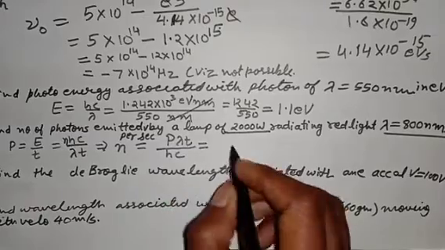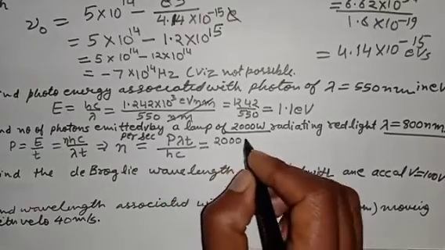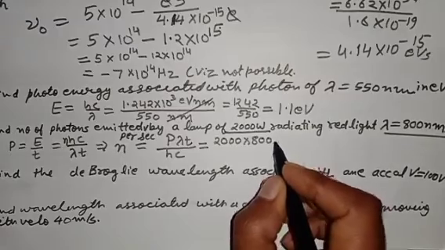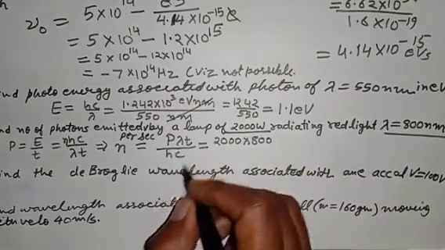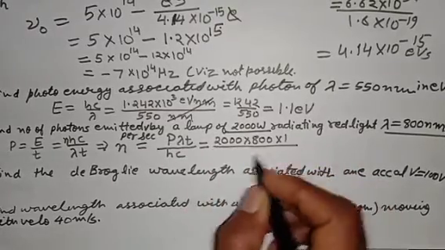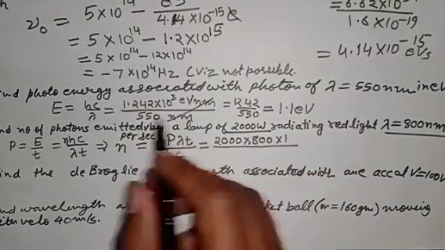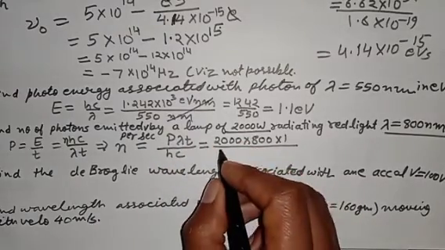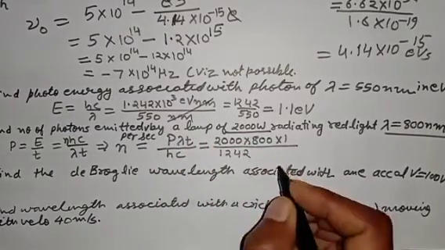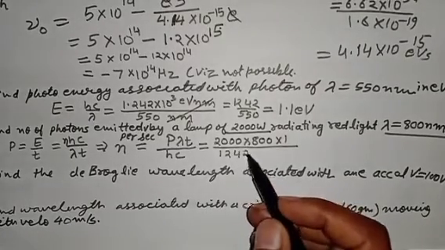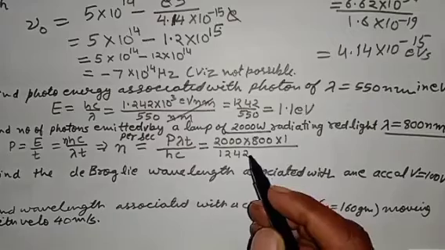So p is 2000, lambda is 800 nanometer. I'm not mentioning the unit here. I'll use the value of hc in terms of nanometers. Time per second, that is 1. hc, whatever, in nanometer. So it was this. I'm directly using it by writing this 1242. So that's all, because now we can easily find it out.